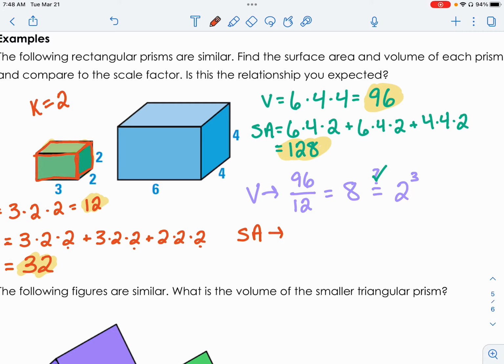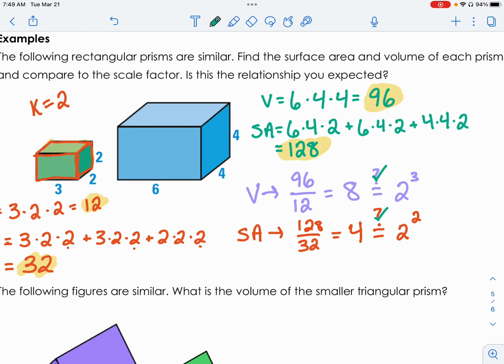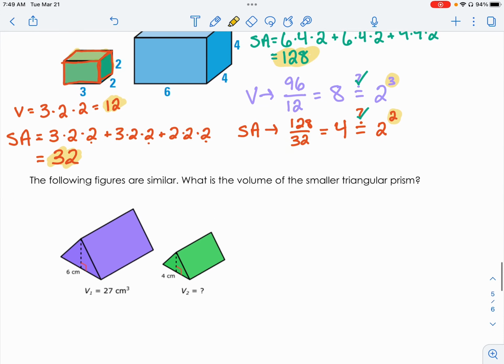What about surface area? Surface area of the big was 128 divided by 32, which was our small. 128 divided by 32 equals 4. Since we're dealing with area, we would square this. So is our K value of 2 squared equal to 4? You bet it is. So there's our relationships: volume is cubed, area is squared.